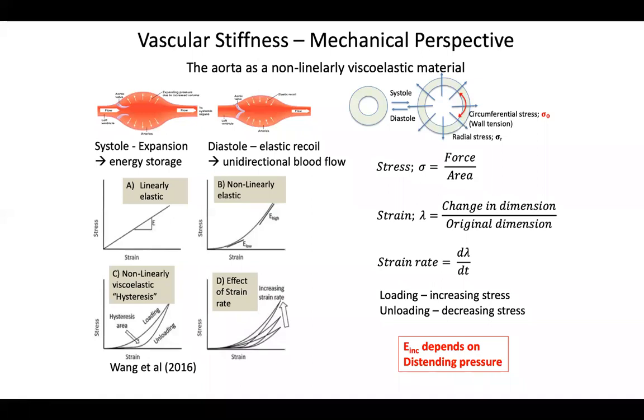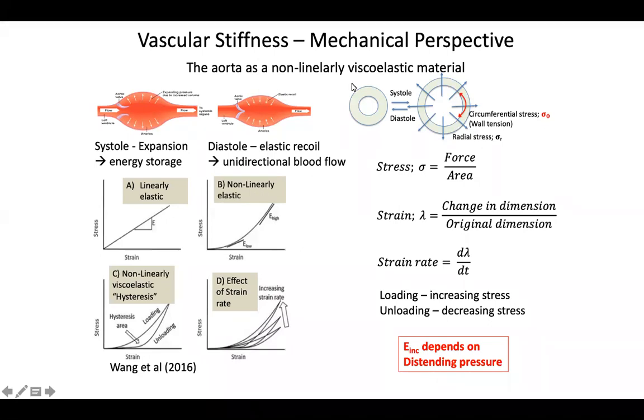So instead of just looking at a raw force value, we like to look at a normalized force called the stress, which is just the force per unit area of the wall. And then we also define strain, which is the change in dimension relative to the original dimension, which you could consider to be the luminal diameter, for example. And then we can also define a strain rate, which is the time dependence with which strain undergoes change during this elastic expansion and recoil.